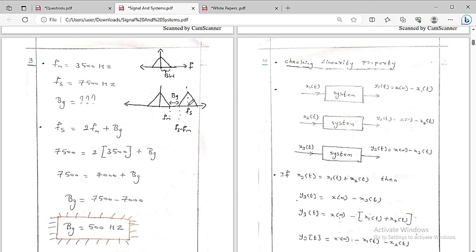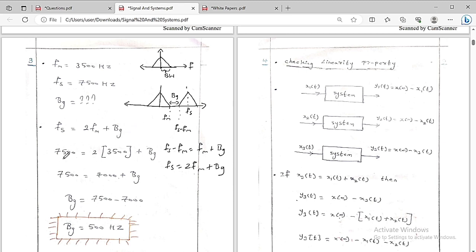Now you can see clearly how you can write this expression. This value, Fs minus Fm, is equal to Fm plus Bg. If we simplify, we get Fs is equal to 2Fm plus Bg. Fs is equal to 2Fm plus Bg, the same thing we can write.